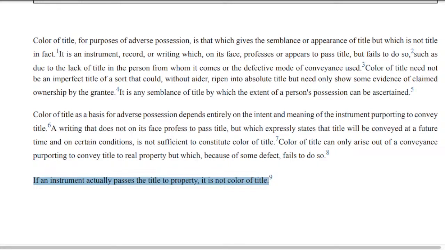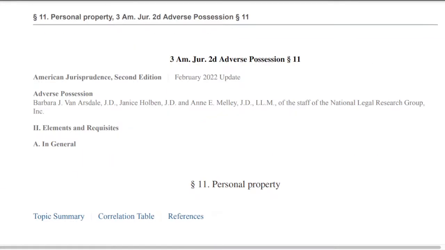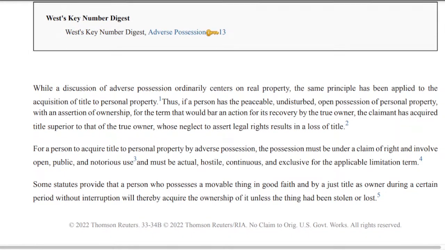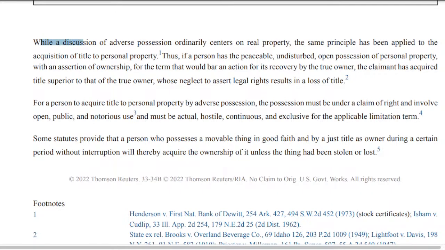So nice. That's pretty cool stuff here. I like this. All right, so let's get back to where we were after that digression again. And we're on to personal property. While a discussion of adverse possession ordinarily centers on real property, the same principle has been applied to the acquisition of title to personal property.